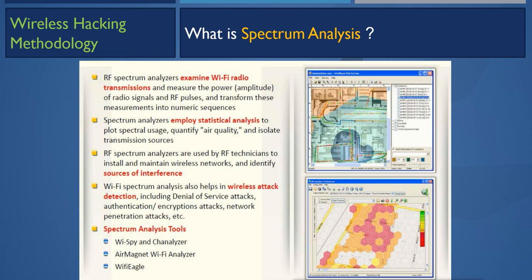Now, Wi-Fi spectrum analysis. This Wi-Fi spectrum analysis also helps in wireless attack detection, including denial of service attacks, authentication and encryption attacks, network penetration attacks, etc. So spectrum analysis tools are like Wi-Spy and Channelizer, AirMagnet, Wi-Fi Analyzer, Wi-Fi Eagle. These are the tools we use to do this analysis.